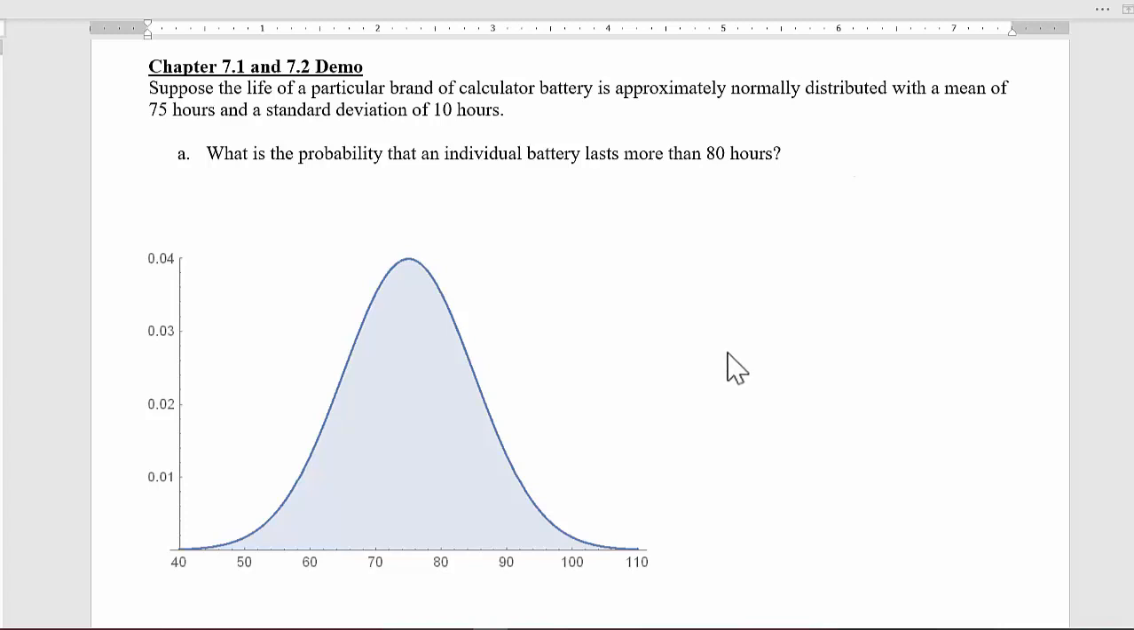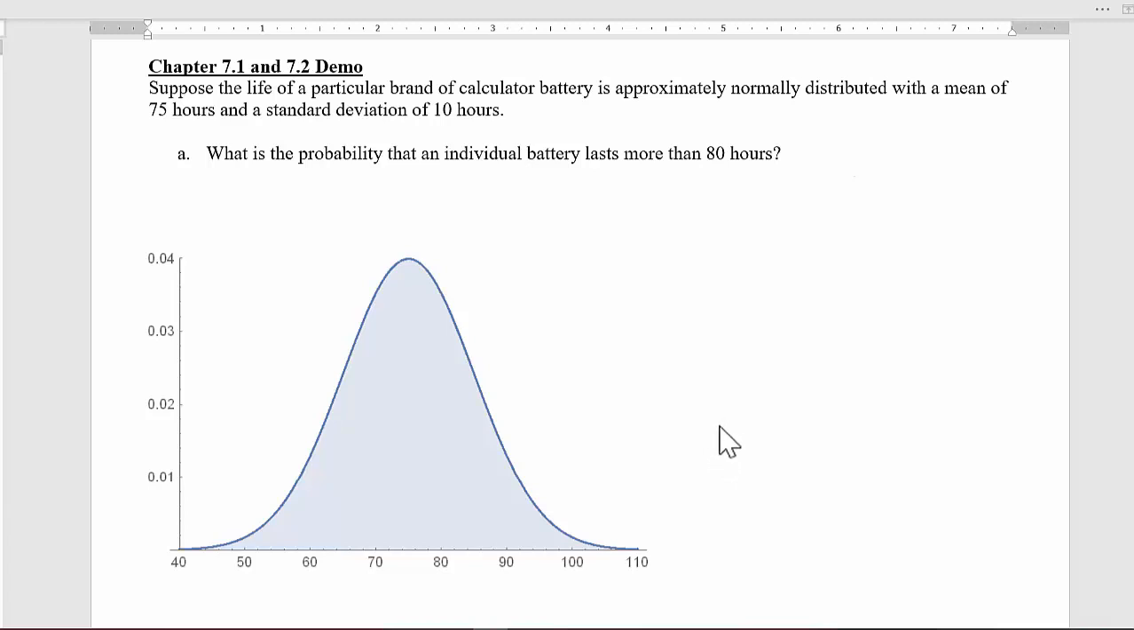Welcome to the demo on Chapter 7.1.7.2, where we begin to learn about the sampling distribution. The sampling distribution is the most important underlying concept that you need to know for the rest of the semester. So make sure that you understand this concept of sampling distribution well before you move on to the next material.